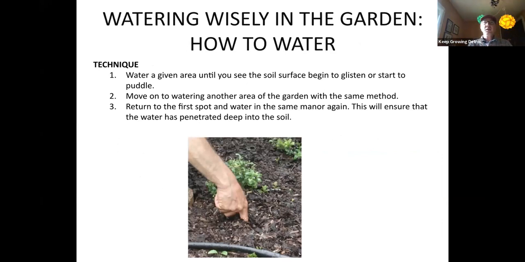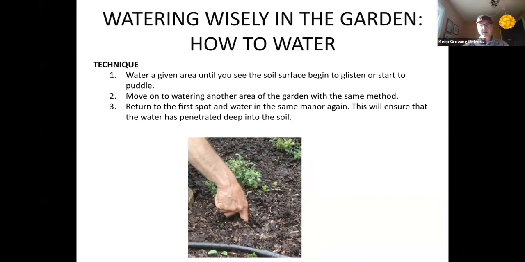Just as a good technique that I like to recommend for watering to get that good penetration of water, a water-and-move-on method, so to speak. You water a spot until you see the surface of the soil glisten and it looks like you're getting a little bit of puddling. And then you move on to watering another part of the garden. And this is clearly if you're hand watering, and do the same thing till it starts to glisten. And then you make your way back to the first spot.